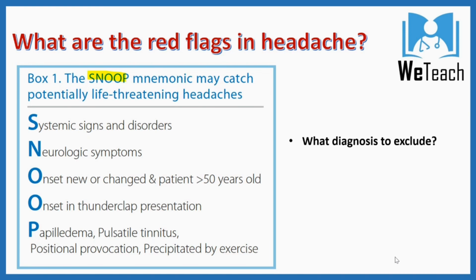O is for a new onset or a change in the character of headache. Here we are concerned about an underlying cause. Or thunderclap presentation, which is typically seen in subarachnoid hemorrhage. So sudden onset of the worst headache of their lives. Here you think about subarachnoid hemorrhage.